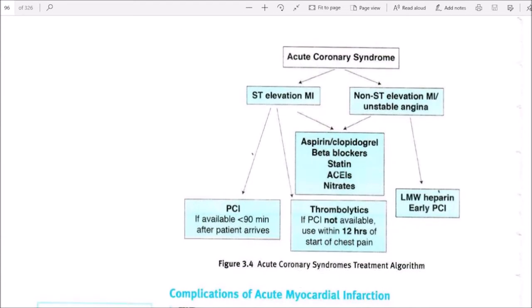Figure 3.4, acute coronary syndrome treatment algorithm. Acute coronary syndrome with ST elevation MI: if PCI is available less than 90 minutes after the patient arrives, do PCI. If PCI is not available, use thrombolytics within 12 hours of the start of chest pain. Give aspirin/clopidogrel, beta blockers, statin, GP2b3a inhibitors, and nitrates. If non-ST segment elevation MI or unstable angina, give aspirin, clopidogrel, or low molecular weight heparin in early PCI.